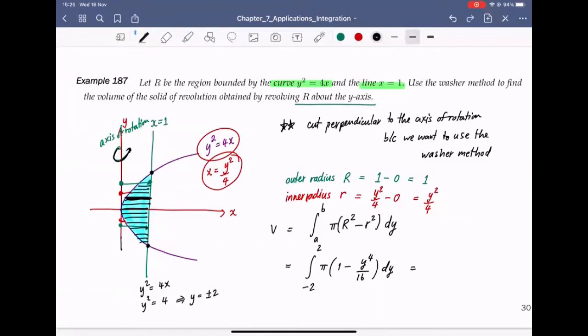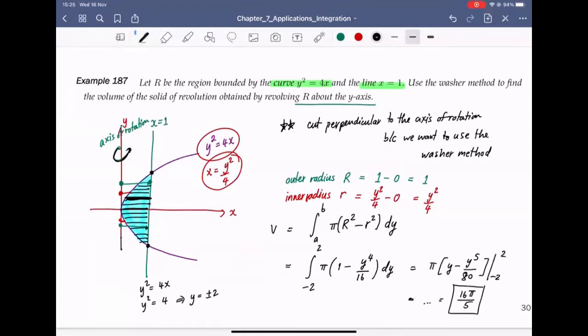Well, let me do that. So it's pi, and then y minus y to the 5th power over 5 times 16, 80. And then from negative 2 to 2. All right, and then you integrate that, evaluate that. So you get 16 pi over 5. This is your answer.